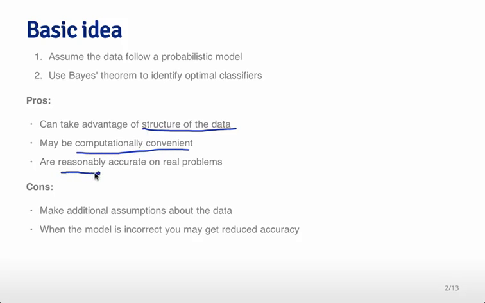They may also be reasonably accurate on real problems, particularly those real problems that appear to follow the data distribution that underlies our probabilistic model. The cons are that they do make these additional assumptions about the data, and they don't have to be exactly satisfied in order for the prediction algorithms to work very well, but if they're very far off, the algorithms may fail. And when the model is incorrect, you do get reduced accuracy.